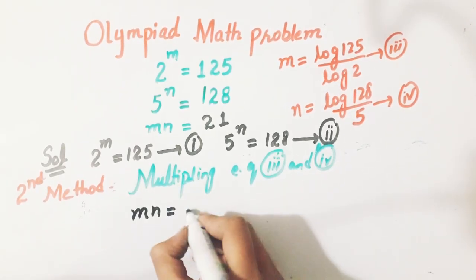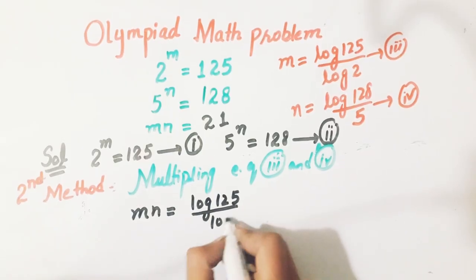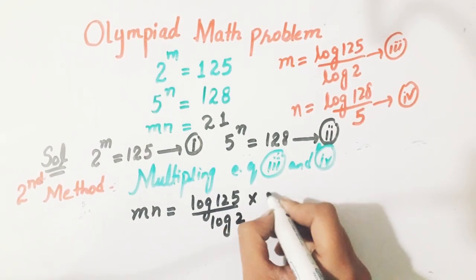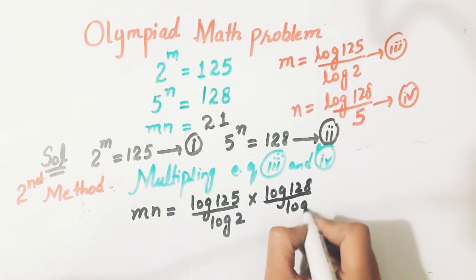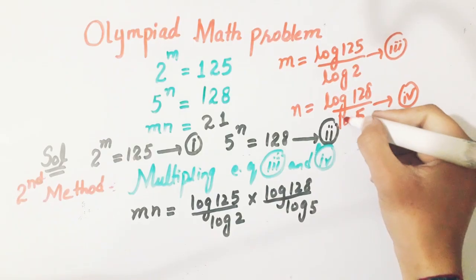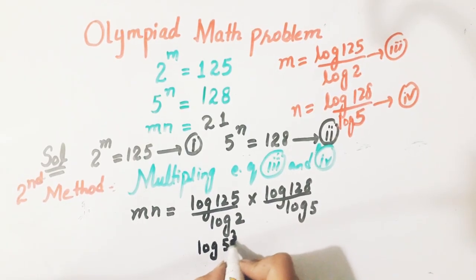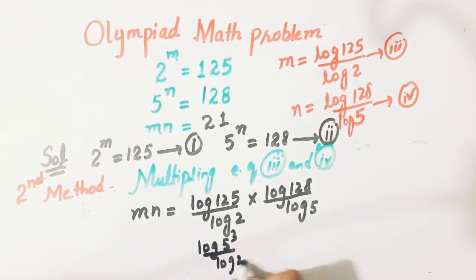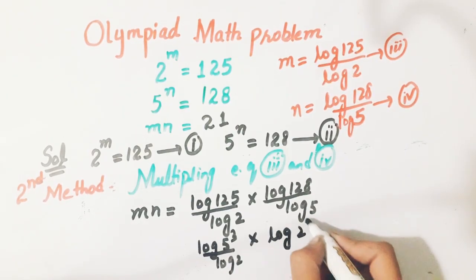mn equals log of 125 by log of 2 multiply log of 128 by log of 5. Also write log here. Then 125 is 5 cube. This is log of 2. Multiply log 128, which is log 2 raised to power 7.